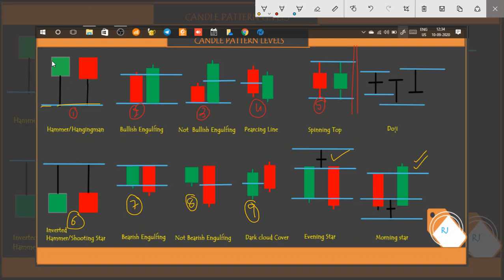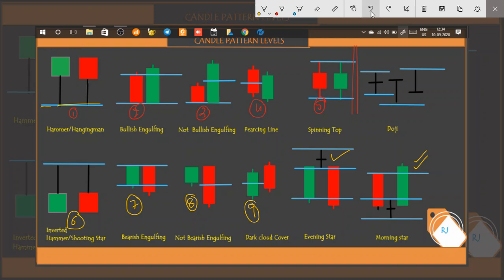There is a difference between hammer and hanging man. Both candlesticks look the same at first sight, but the same candle is considered a hammer when it occurs at the support level, and if it occurs at the resistance level, then the same candle is considered a hanging man. So hammer is a bullish pattern while hanging man is a bearish pattern.